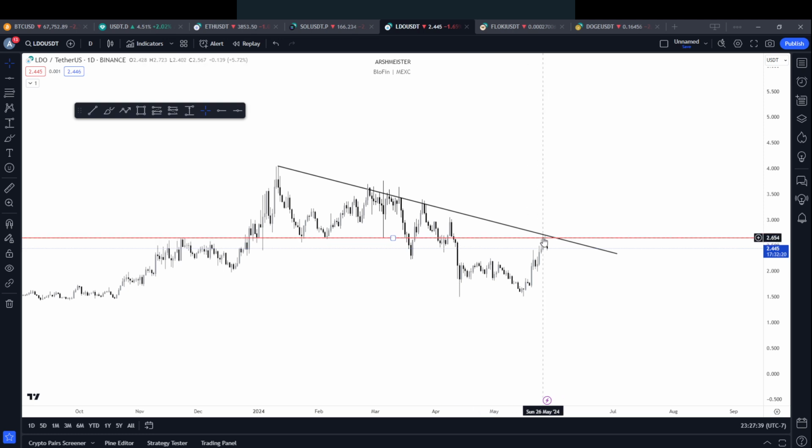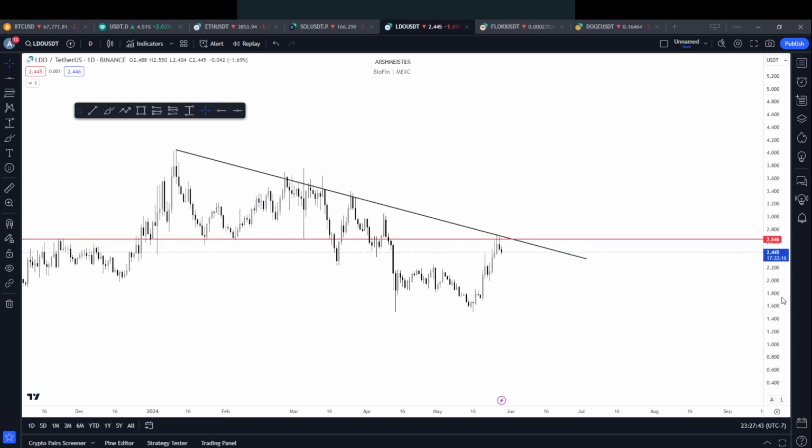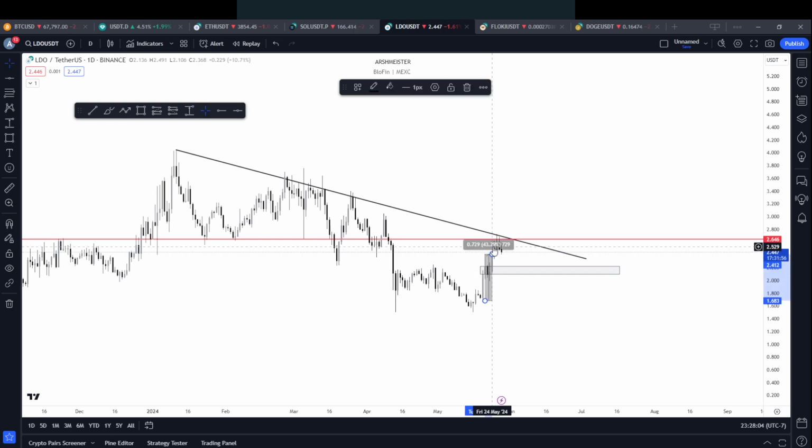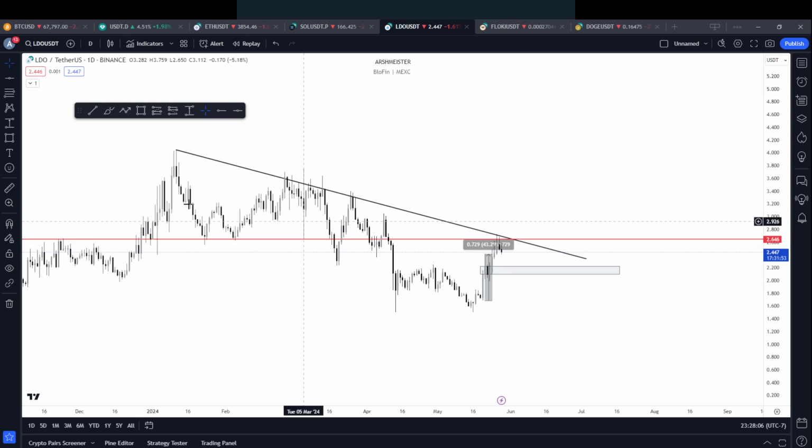Okay, so if we're looking at entries for LDO, I'd be looking at this demand zone here. And again, this coin ran when ETH did. Okay, ETH gave that huge candle. This coin gave a 43% move, right?